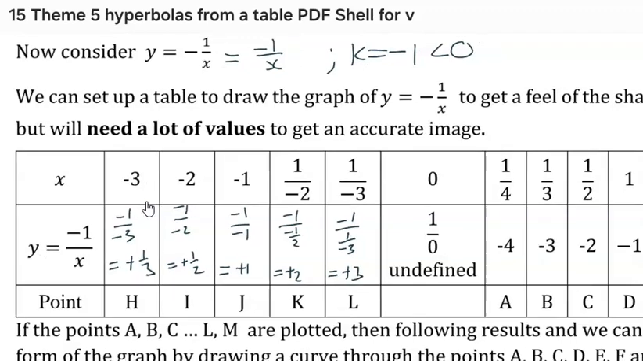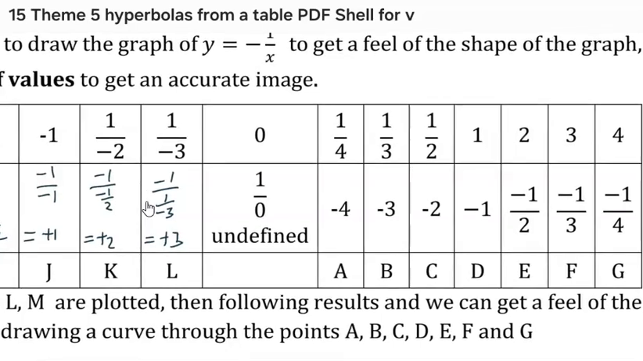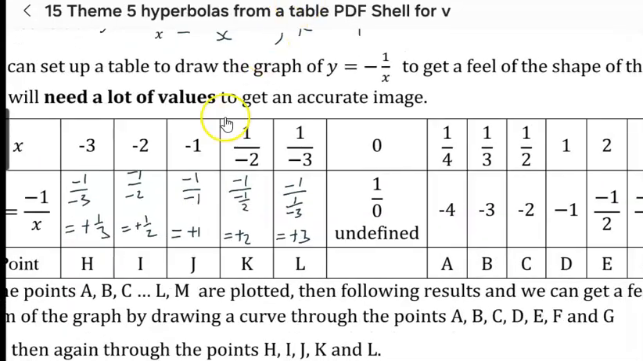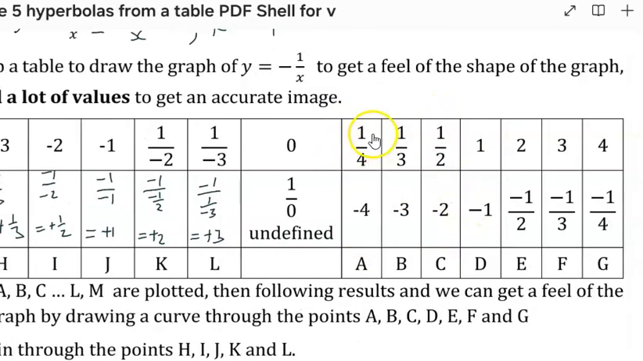I've already worked out the positive side here, and what you should notice is, also for the negative side, if I start with a negative x, I will get a positive y. Negative x, positive y, negative x, positive y. Here, if I have a positive x, I'll end up with a negative y. So all the positive x's have negative y values.